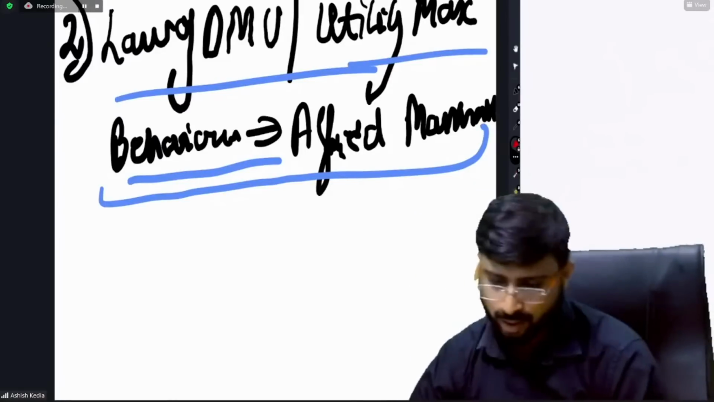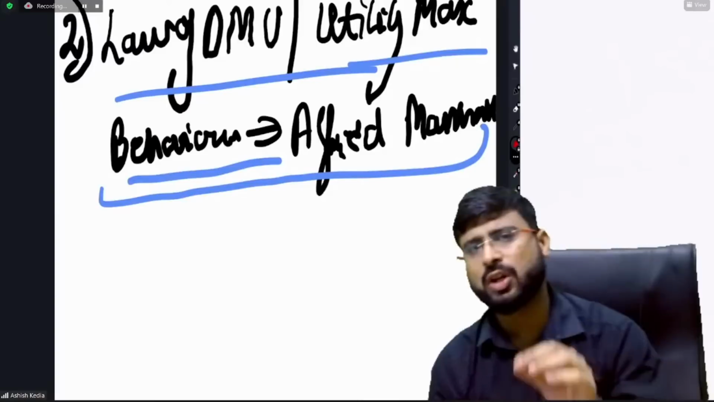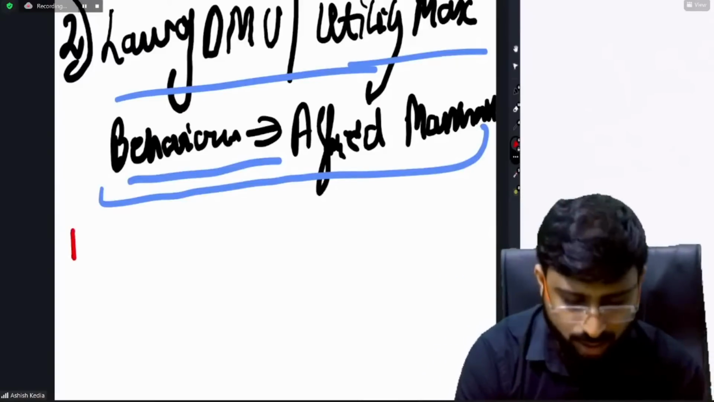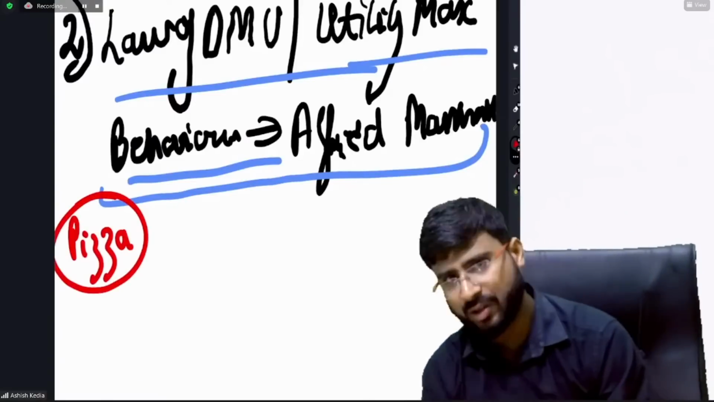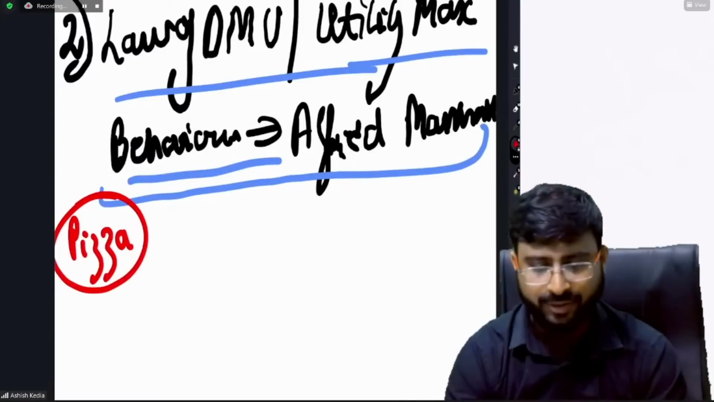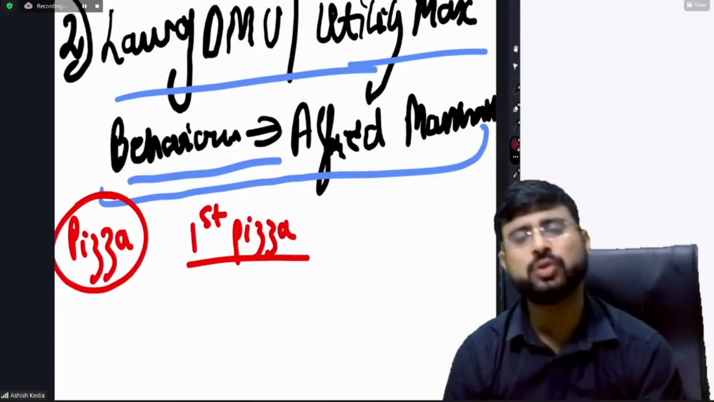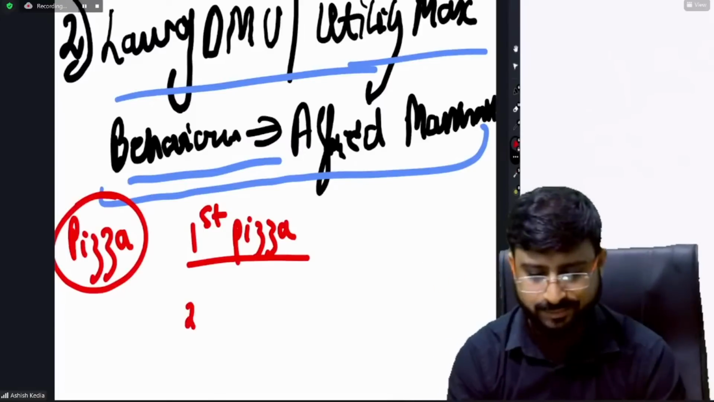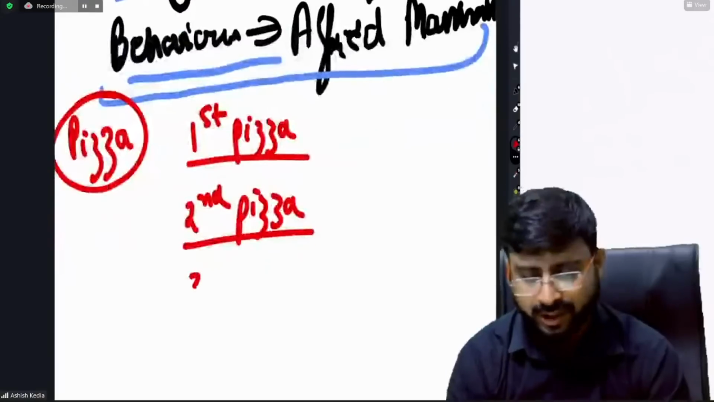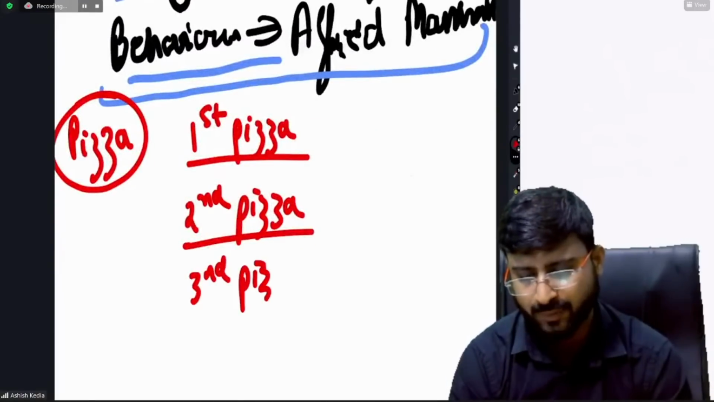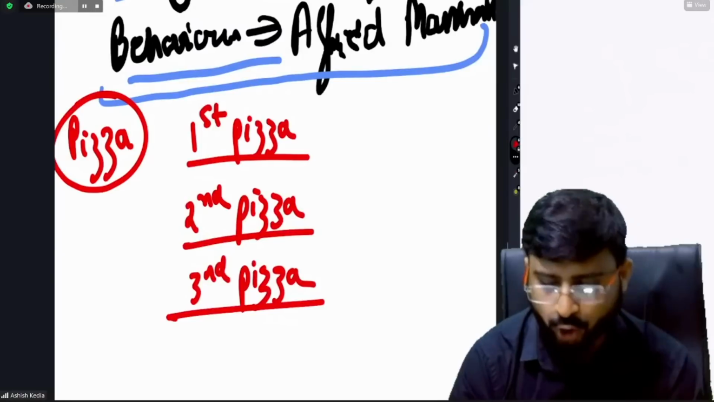Sir, please explain again. Okay, listen carefully. Suppose it is your lunch time and you order pizza. Suppose you eat the first pizza, then you eat the second pizza, then you eat the third pizza. Everybody, tell me, what do you observe here?